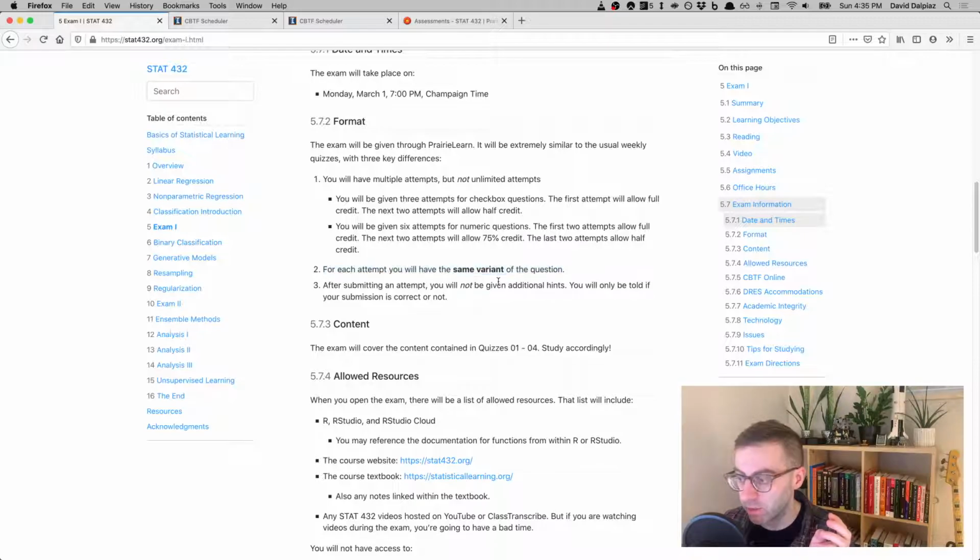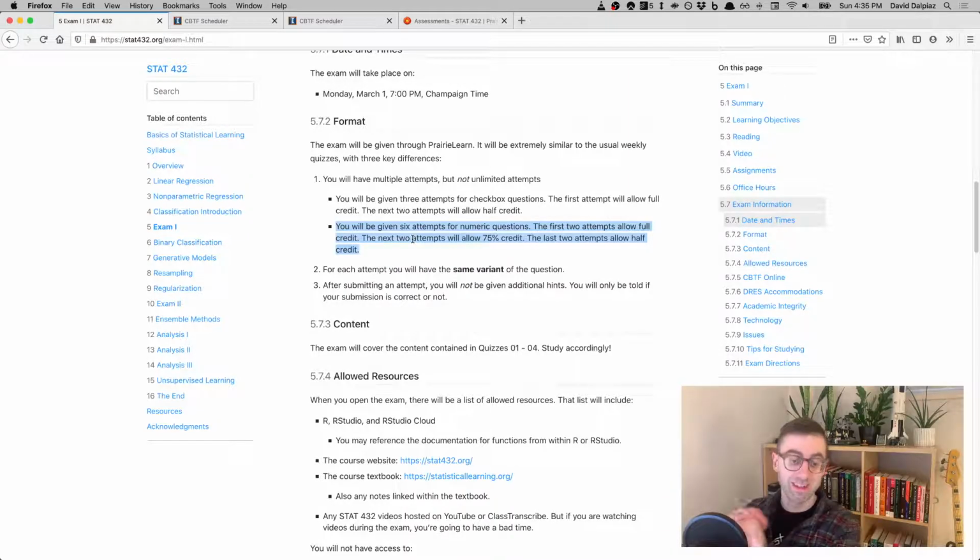And then again, when you submit, you don't see any hints or answers because you're going to keep the same variant. Checkbox questions, you get full credit the first attempt and then diminishing credit afterwards. For numeric questions, you actually get two attempts at full credit. So even if you submit the first one wrong, you can still get full credit on the second submission. Okay.